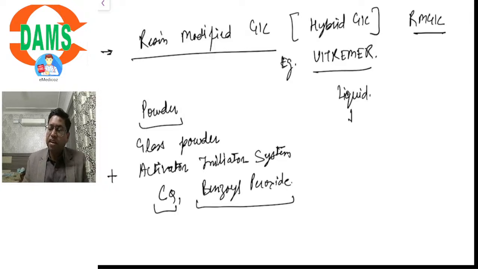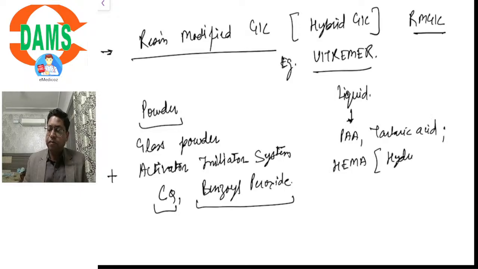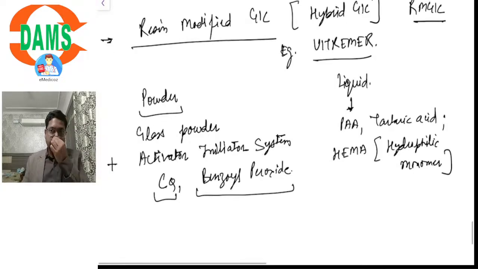The liquid is the same polyacrylic acid with tartaric acid that is present in conventional GIC, with hydroxyethyl methacrylate, which is a hydrophilic monomer, a methacrylate resin. Hydroxyethyl methacrylate is a liquid methacrylate resin which is added to the liquid of GIC. It is a hydrophilic monomer.